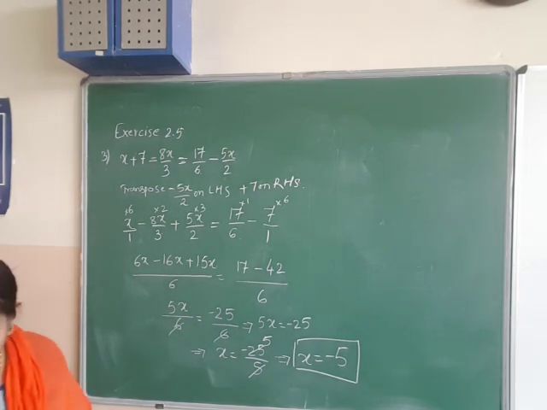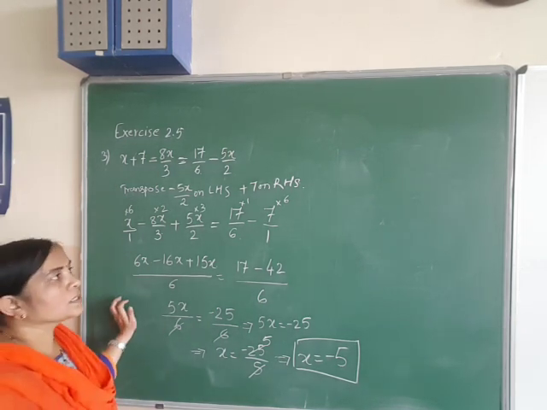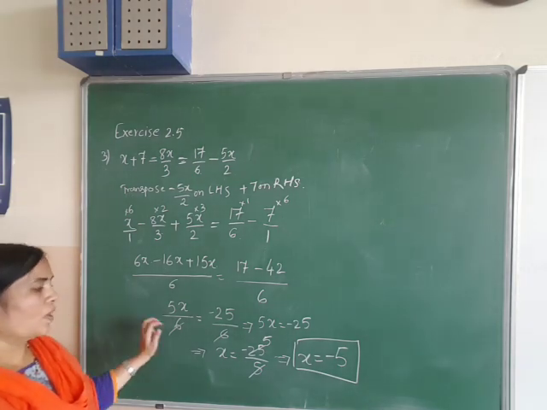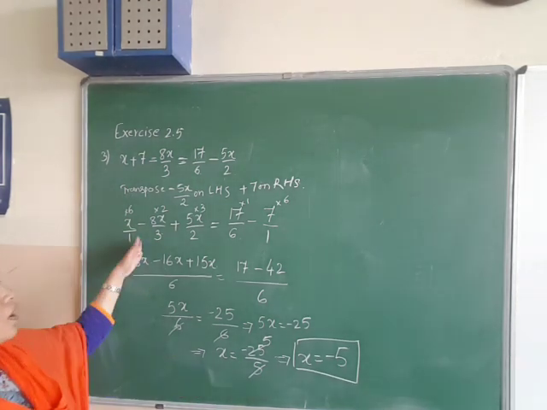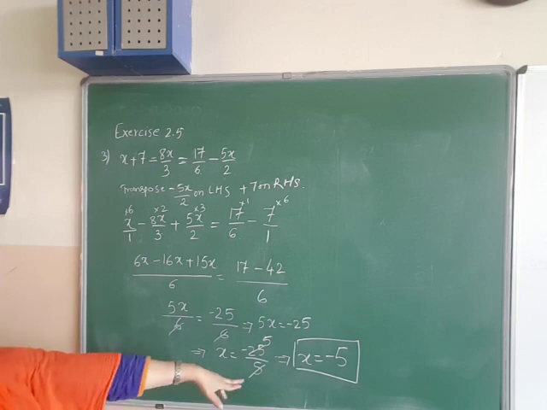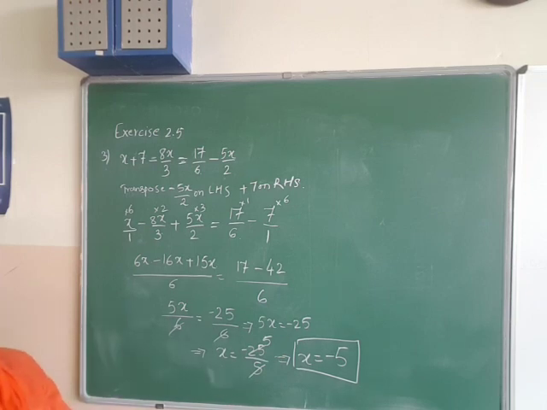Hope you understood this. Please do write this in the notebook. So the value of x, after all the transposing, is equal to minus 5 is the answer.